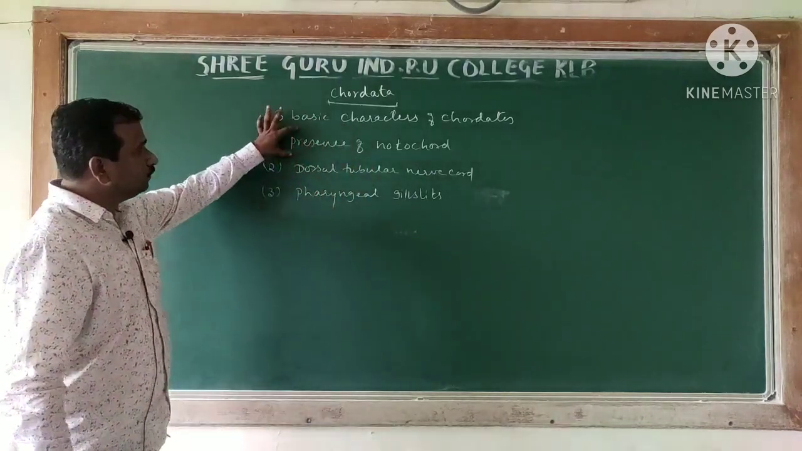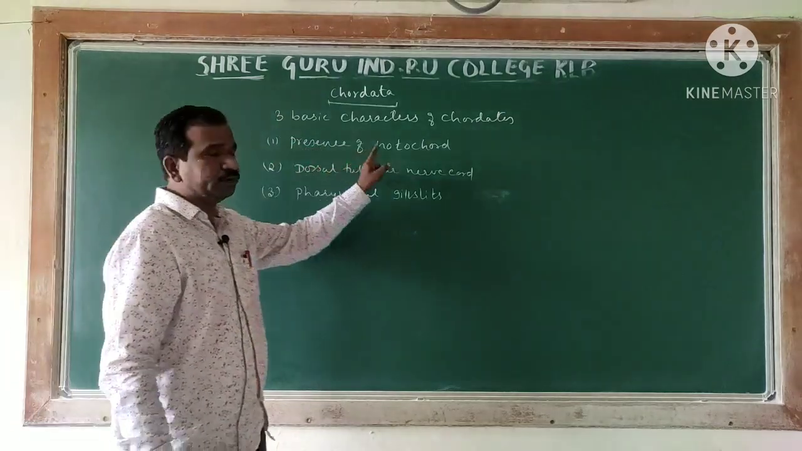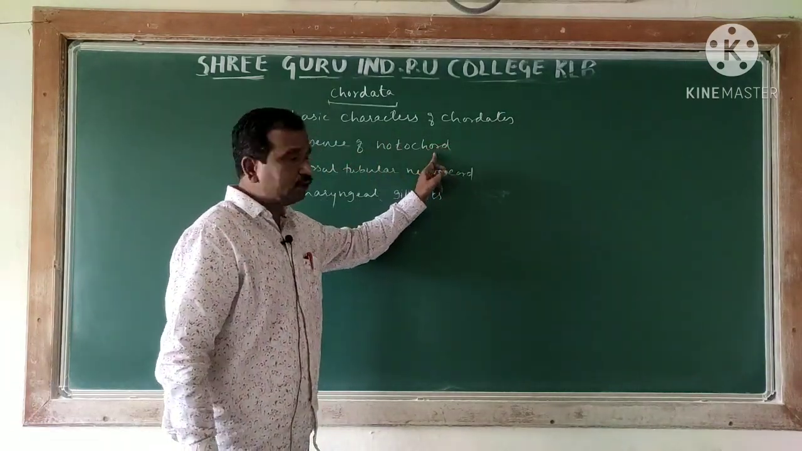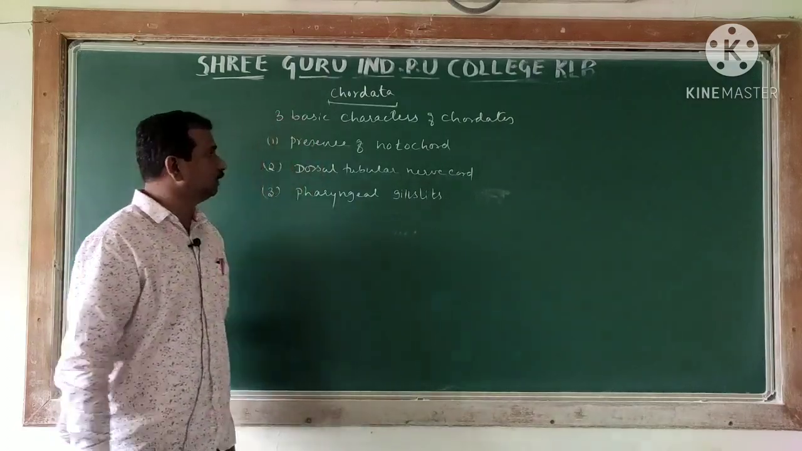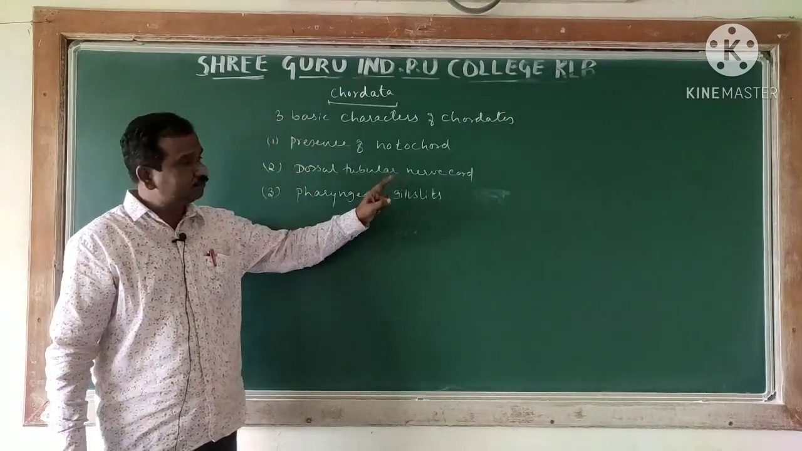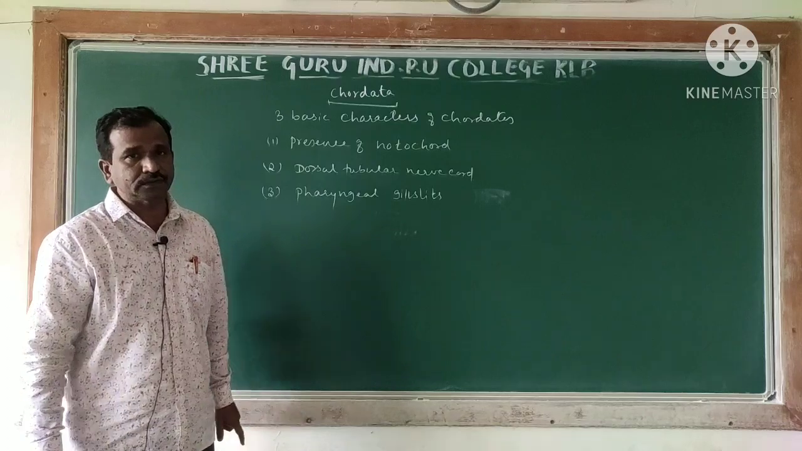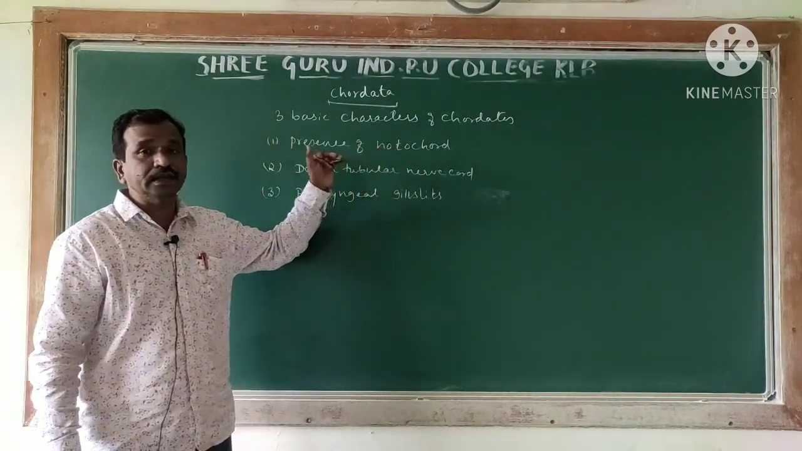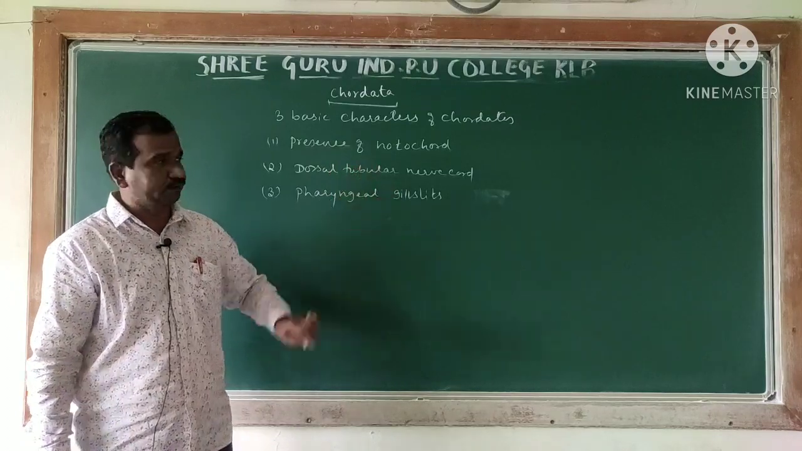So presence of notochord. Noto refers to back, chord means rod-like structure, that is considered as a notochord. Nerve cord is there and the pharyngeal gill slits are also going to be found. So now these are the basic characteristic features of the chordate.